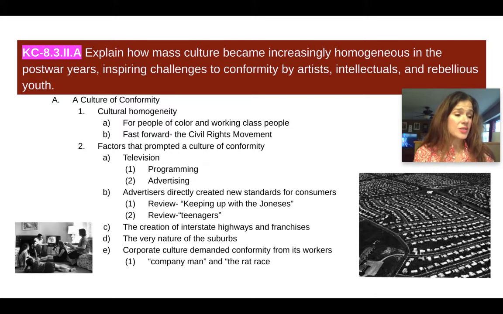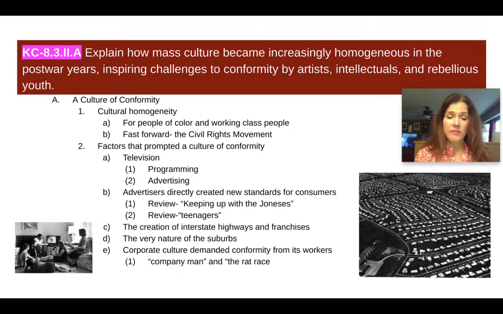So let's fast forward. Black Americans being excluded from this culture of sameness, in part, is what leads to the civil rights movement. The civil rights movement does begin in the post-war years, but it picks up steam in the late 1950s and especially into the 1960s. So let's talk about this. What are the factors that prompted this culture of sameness, this culture of conformity?